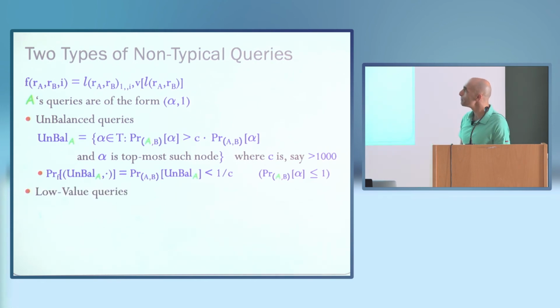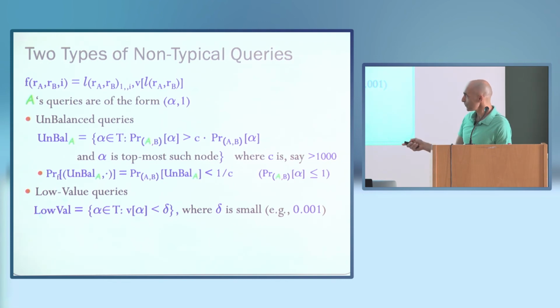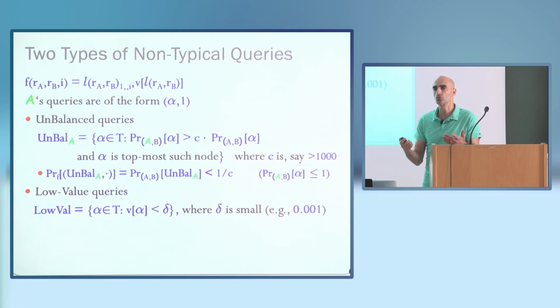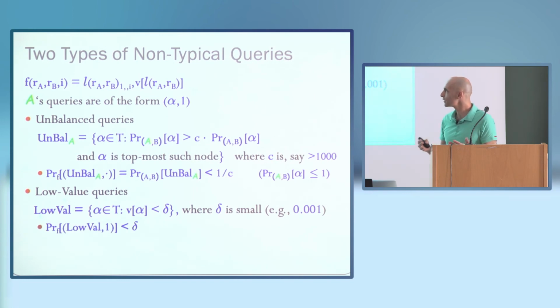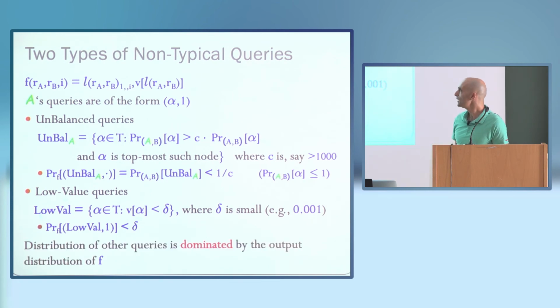Second type of non-typical queries are queries that have really low value. And if I'm trying to invert the function having the output being 1, how can I have a large probability of ending in a low value node? So this is also not going to happen.